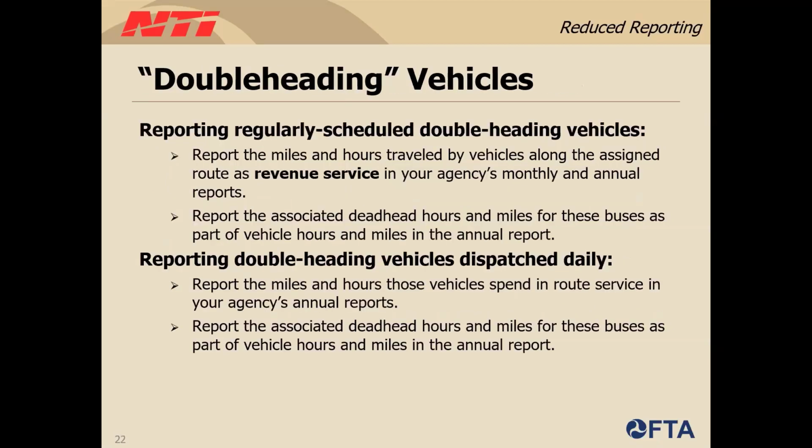Some agencies are deploying extra buses to reduce crowding in order to facilitate social distancing. You might call this double heading or shadow buses. This is when you dispatch 2 buses to a route instead of 1. The second bus might be open to passengers from the start, or it might just follow along until the first bus reaches its capacity and then open.